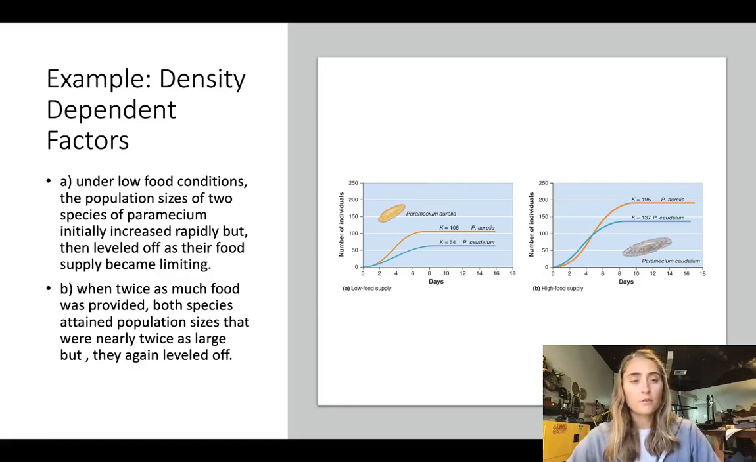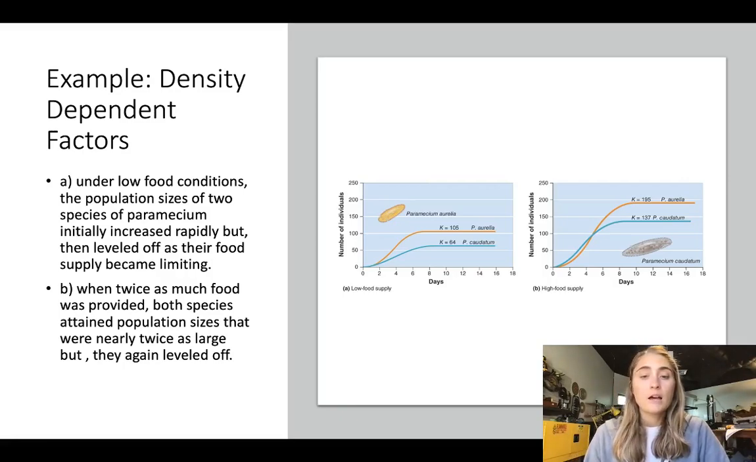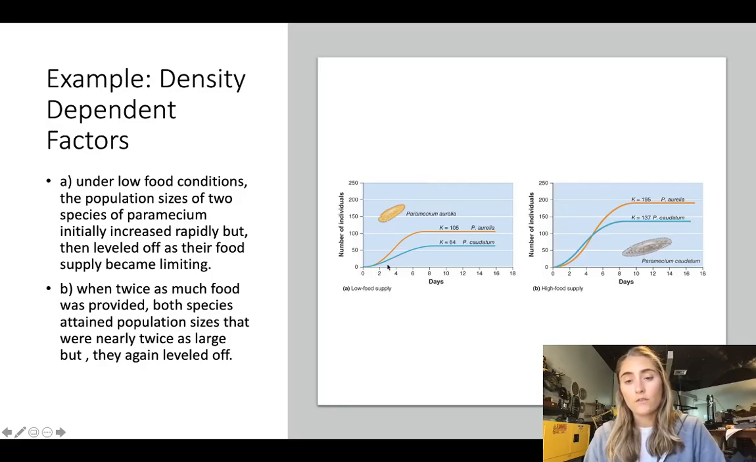I'll give you an example of a density dependent factor. In this case, the density dependent factor is going to be food availability. This is an experiment done with paramecium where they put them in a controlled setting. In experiment number 1, we've got these paramecium that are given a very low food supply, and it shows them reaching their logistic growth curve very early on. So they do reach a carrying capacity, and no more paramecium are allowed to exist in this area because they've run out of food essentially.